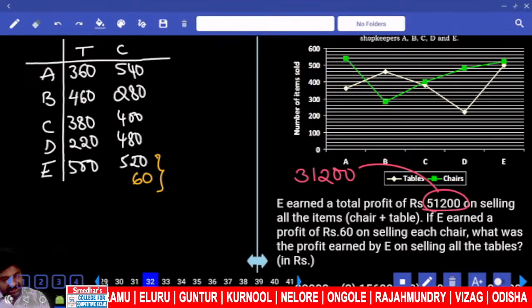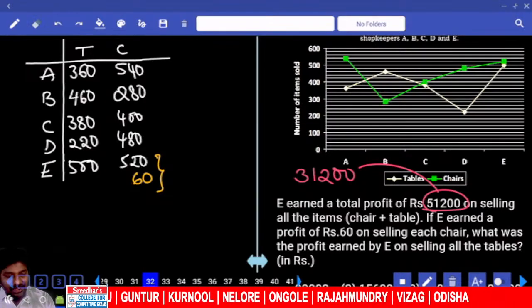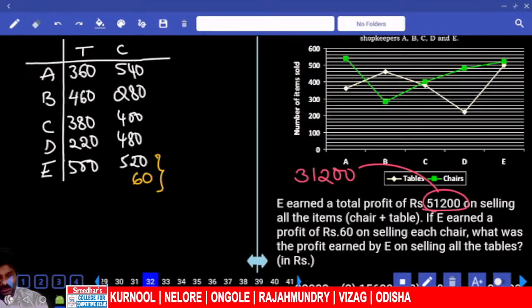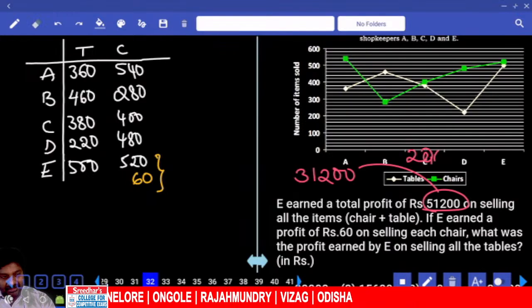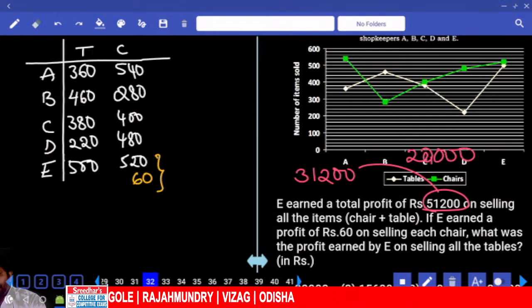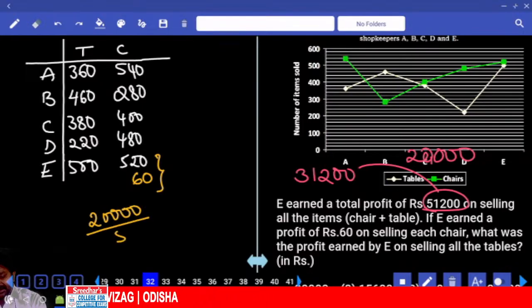Now look at the question. What was the profit earned by E on selling all the tables? All the tables, there is a profit of 20,000. Per table, if the question is about per table, 20,000 divided by the total number of tables, 500. In that case, the answer would be 40.